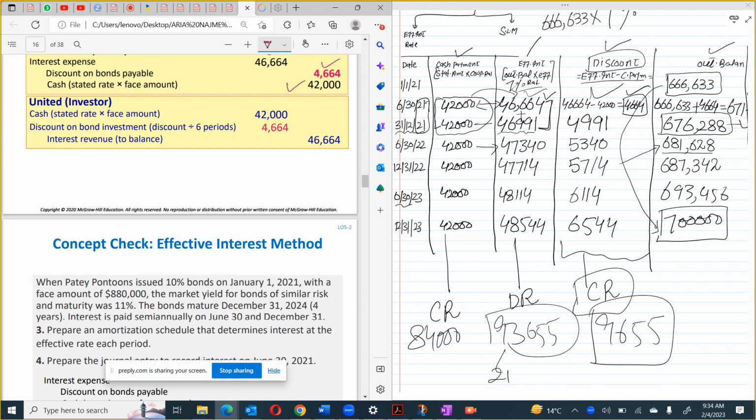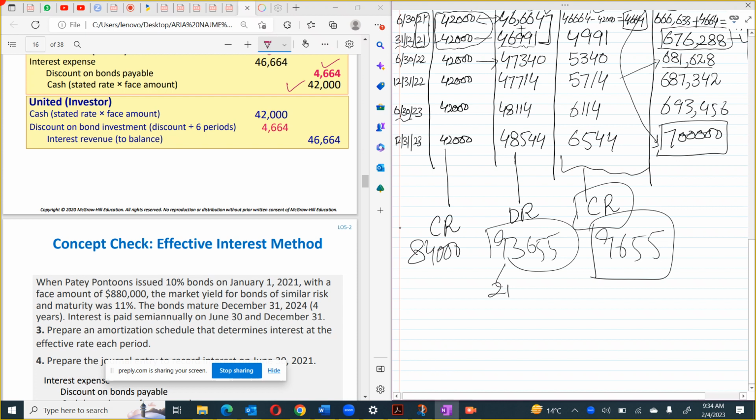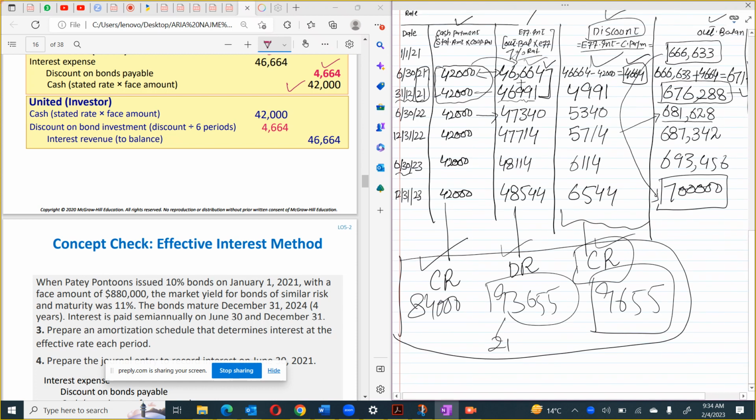Now, the next thing: during the period they can ask you a question. I gave you the answers of three questions in one entry: the interest expense, the cash payment, and the discount value. Now, if I ask you, for example, to tell me the liability for 31st December 2022, using this table, tell me what I have to record in the balance sheet.